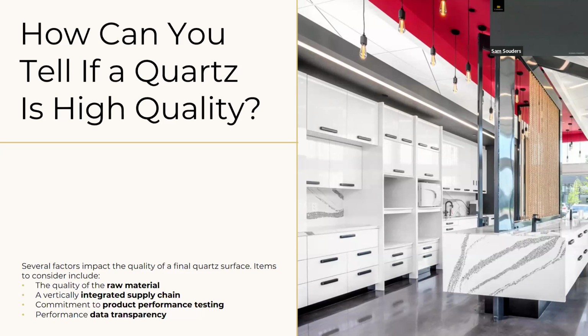To ensure the product will stand the test of time, look for tests such as gloss and light reflectance, density, moisture absorption, modulus of rupture, compression strength, abrasion resistance, thermal shock, wet and dry dynamic coefficient of friction, surface burning, stain resistance, and chemical resistance. By asking one simple question, do you have the product performance testing data? You will have a starting point for understanding the quality of the final product that the manufacturer produces.